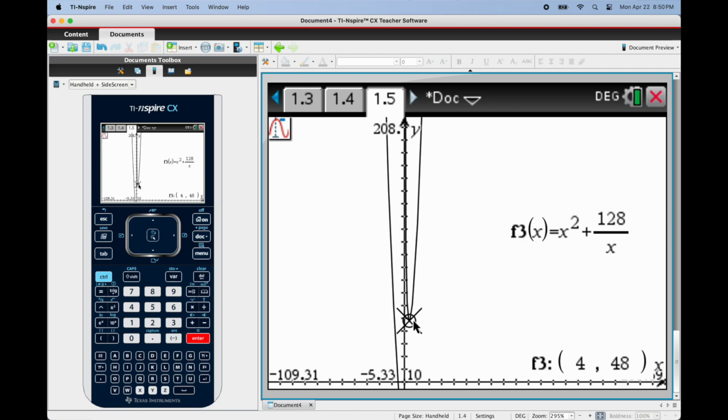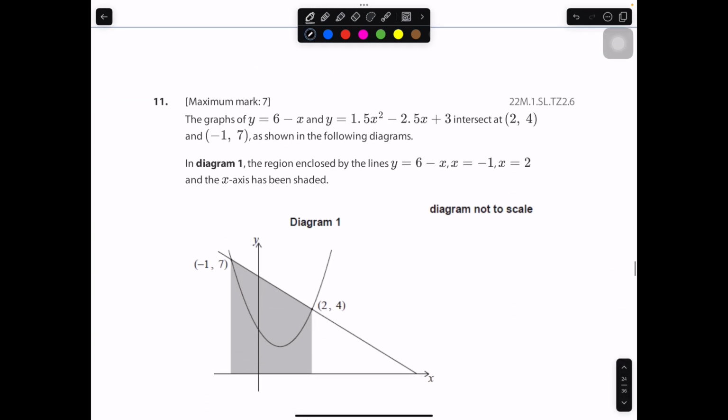Alright. So to go back to the document, interpret your answer to be one in context. When x equals 4, or when the side length equals 4, the surface area is minimized. Alright.